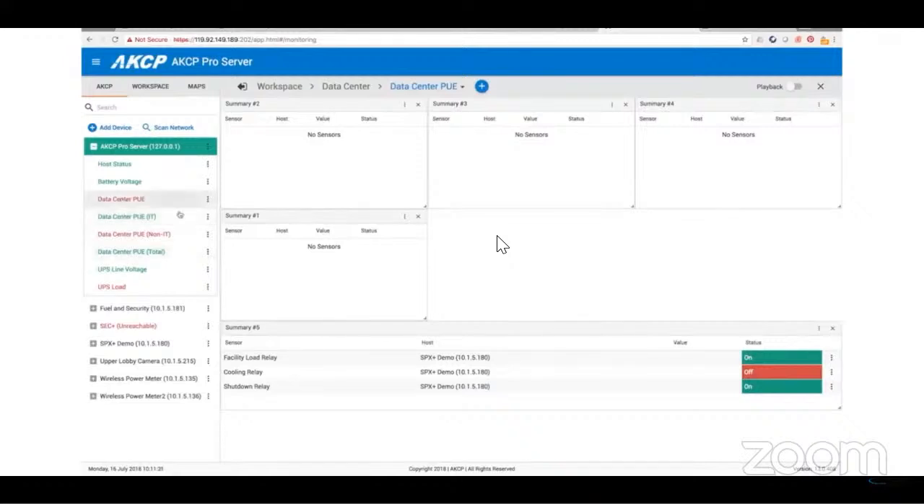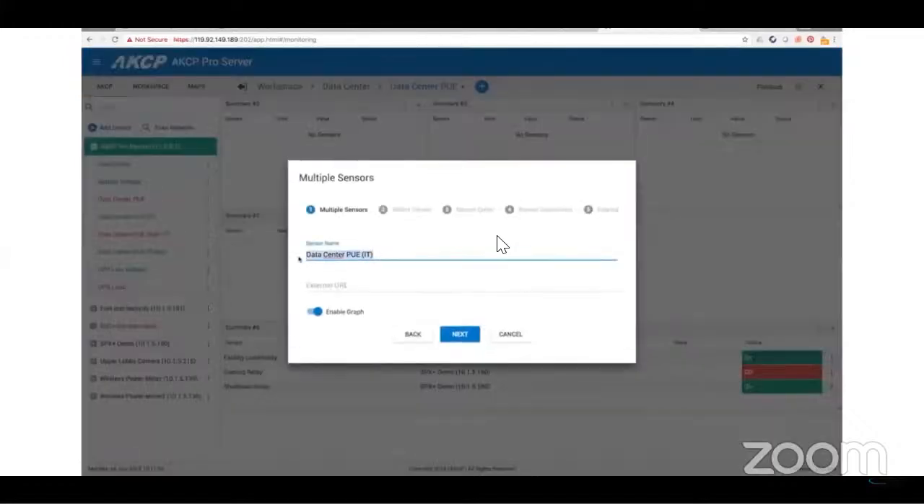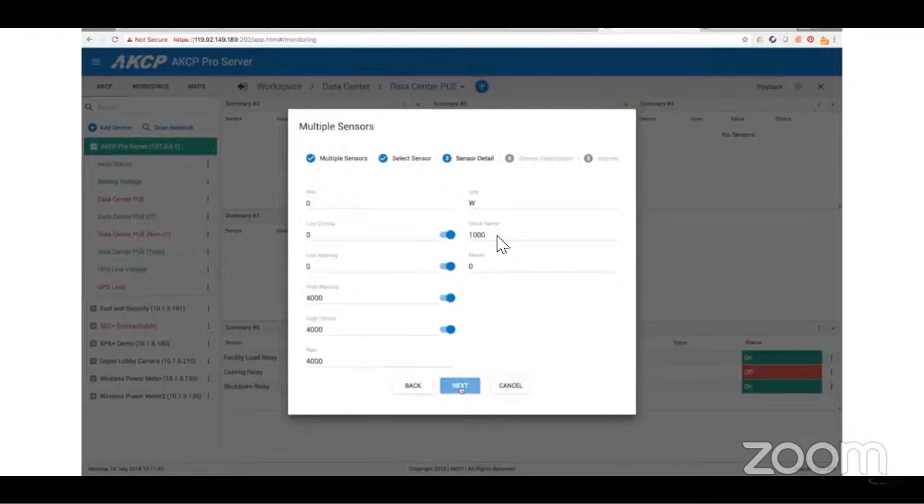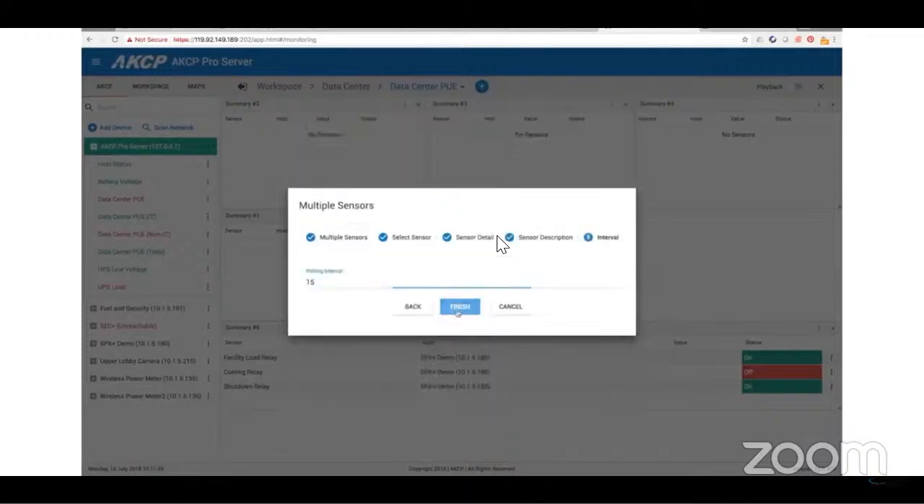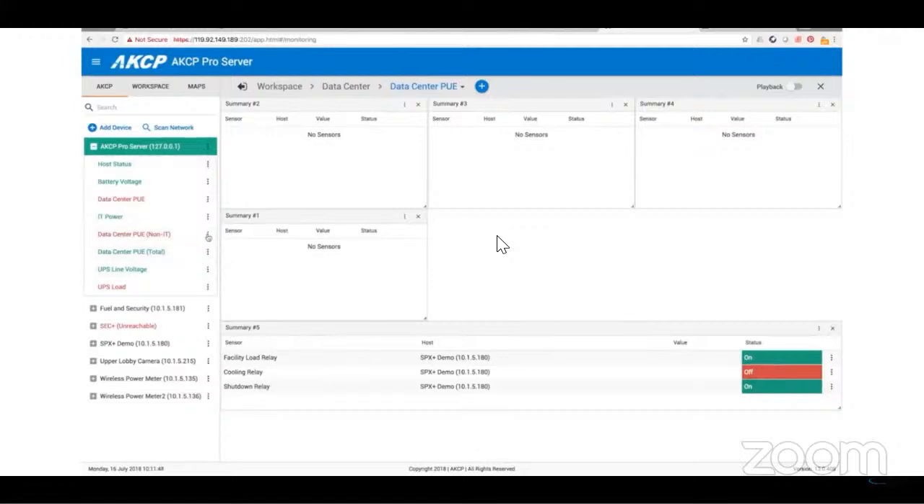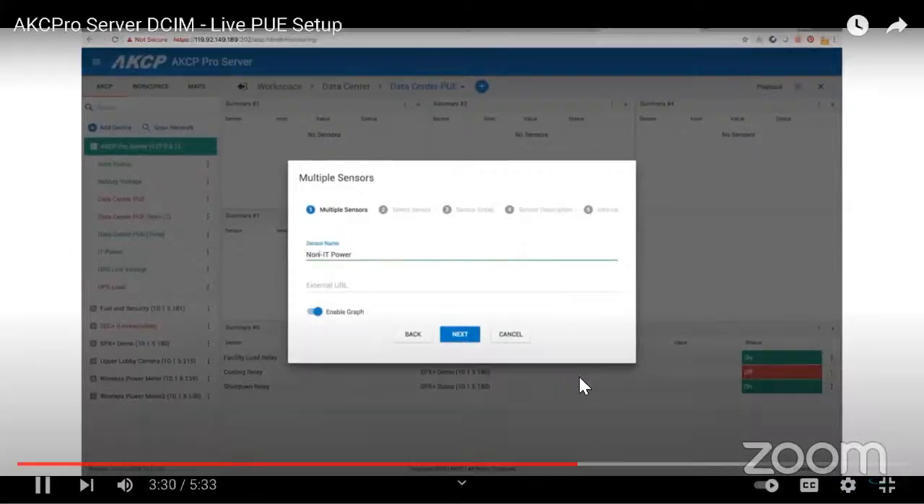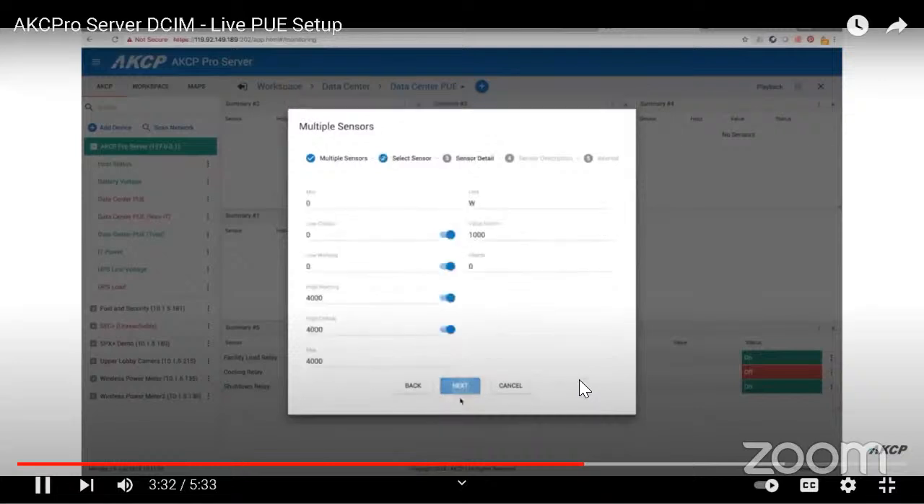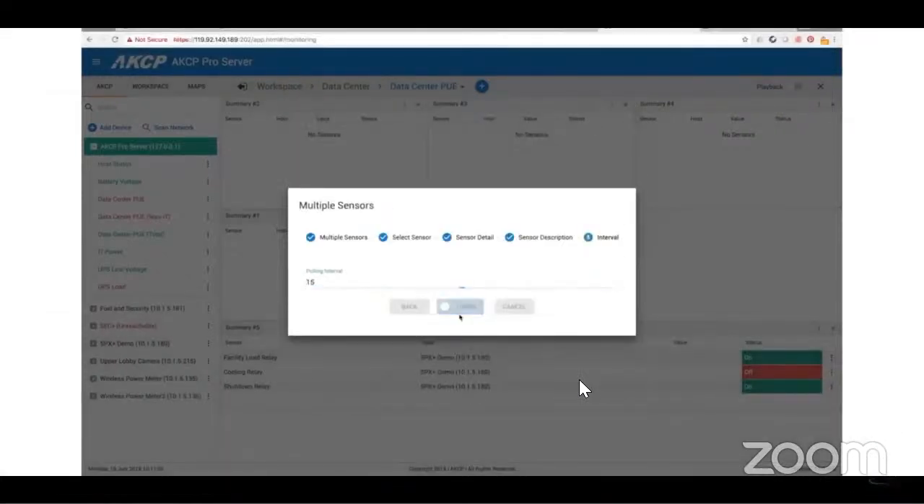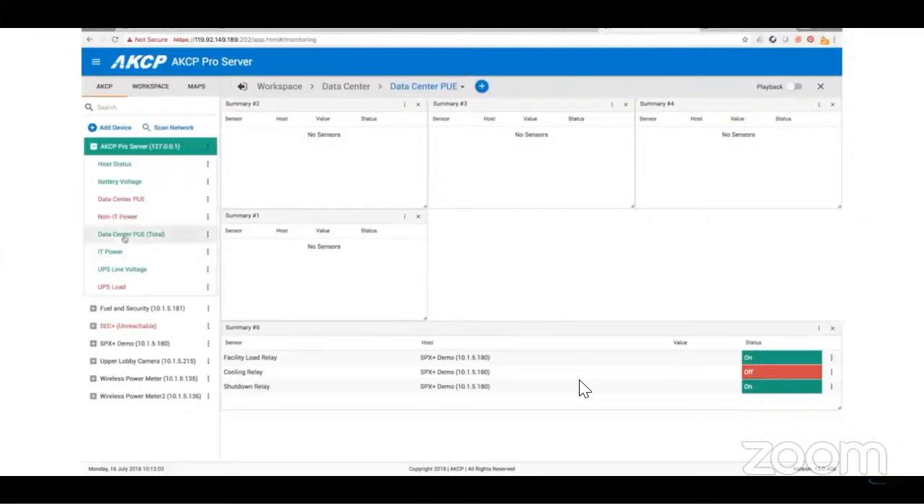Now we can rename them. So this one will be our IT power. And then we have our non-IT power. And then this is our total power.